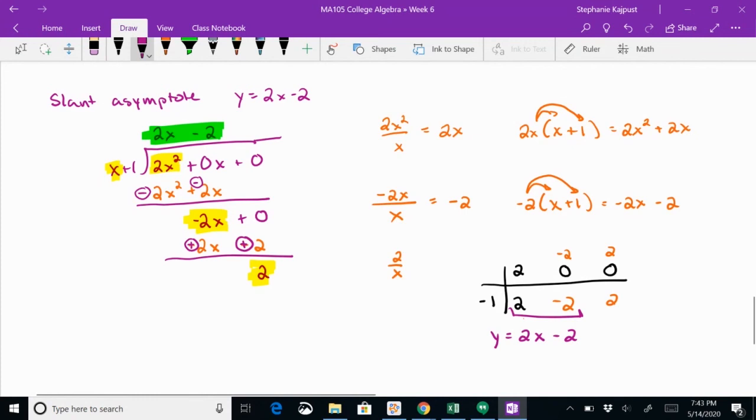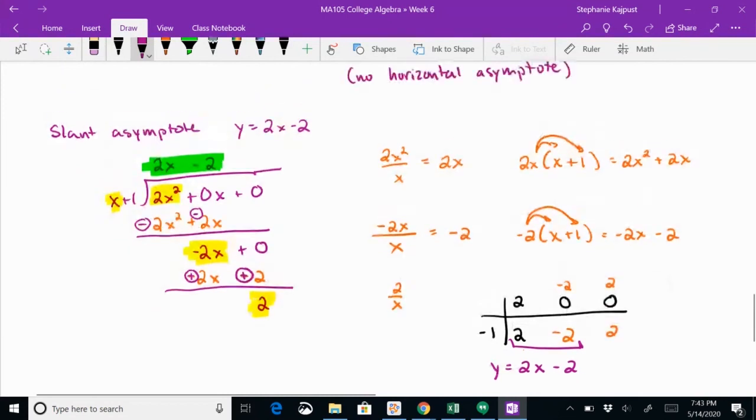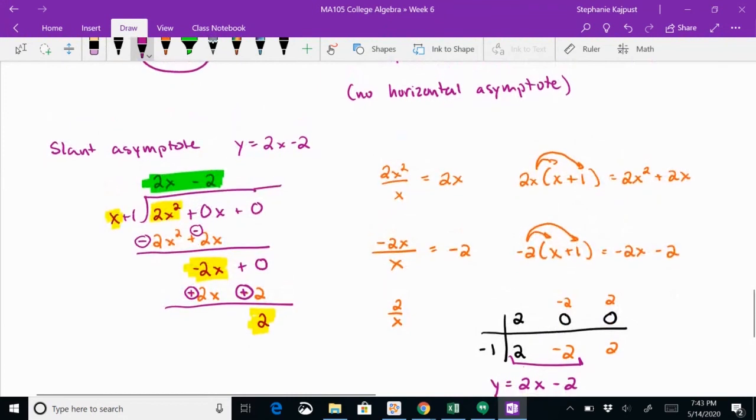So you get the same answer both ways. I just did the long division because sometimes to find slant asymptotes you can't use synthetic division. So it's good to show you both ways so you know how to do it. But in this case, you would say there's no horizontal asymptote, but there is a slant asymptote.